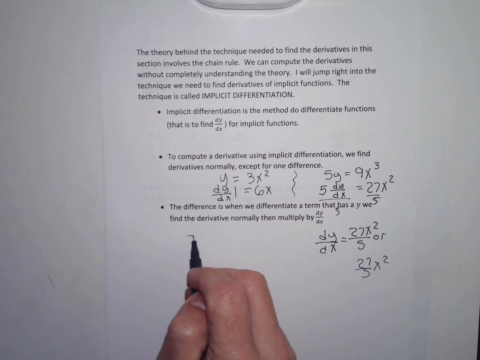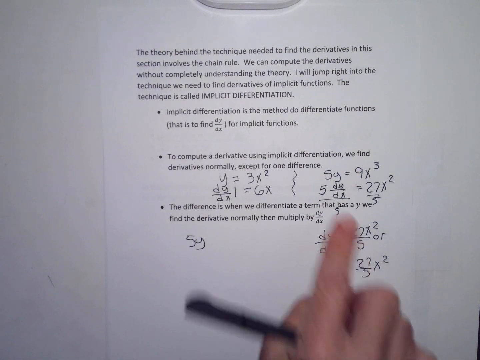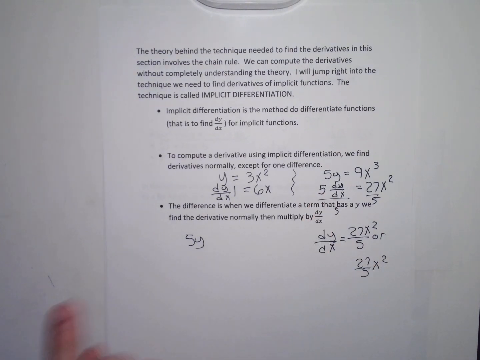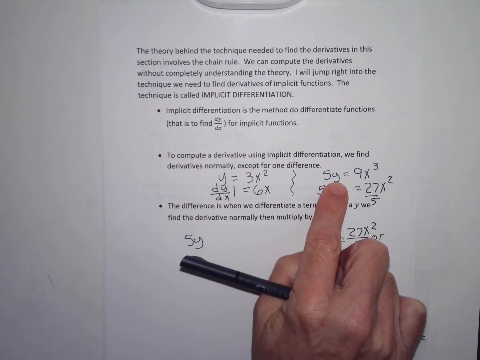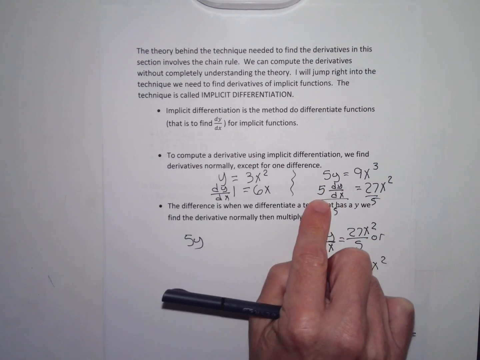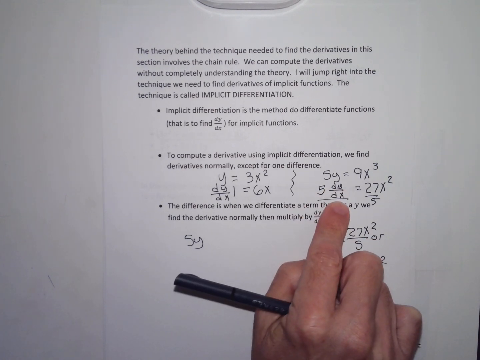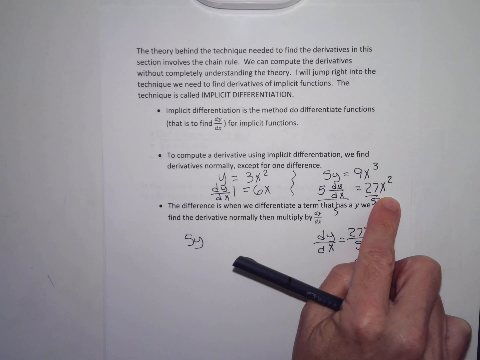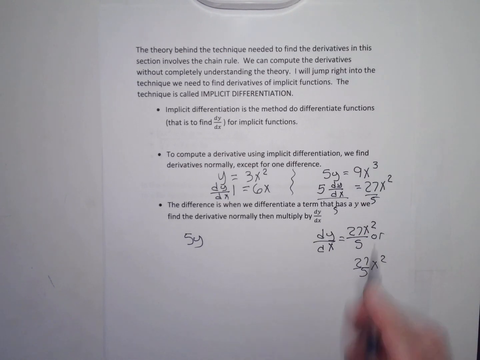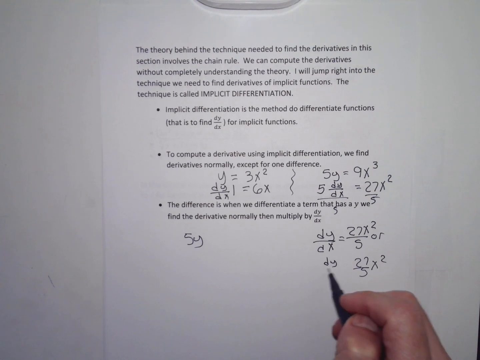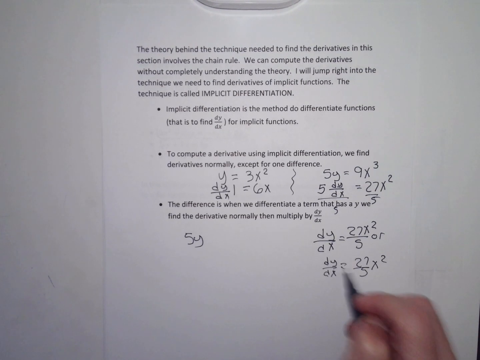So with this function, 5y, I used implicit differentiation to take the derivative, meaning I found the derivative of 5y. Anytime I take the derivative of y, I tack on dy/dx. I found the derivative of 9x cubed, which was 27x squared, and did the algebra, and got that the derivative was either form of this.